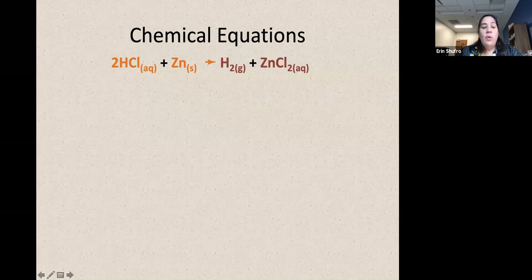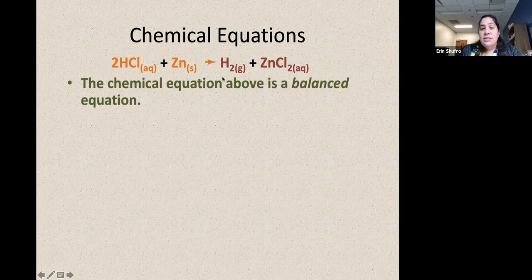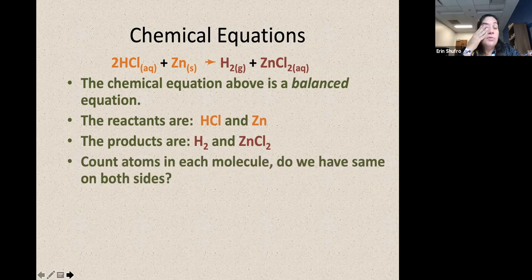Okay. Now, what we want to do is look at this balanced chemical equation and what that means. The reactants are hydrochloric acid and zinc. The products are hydrogen gas and zinc chloride. We want to count the atoms in each molecule. Do we have the same on both sides?